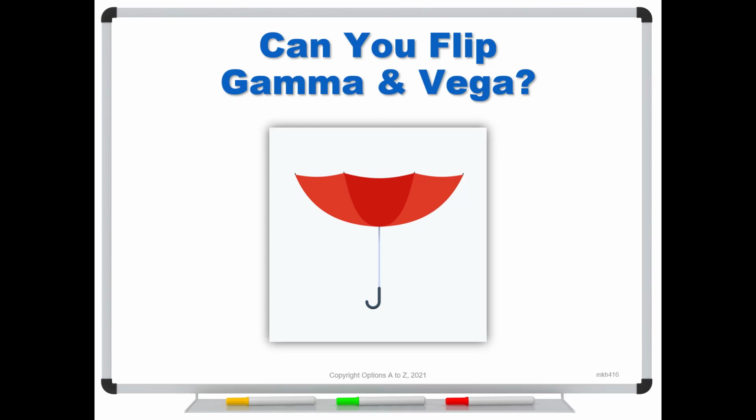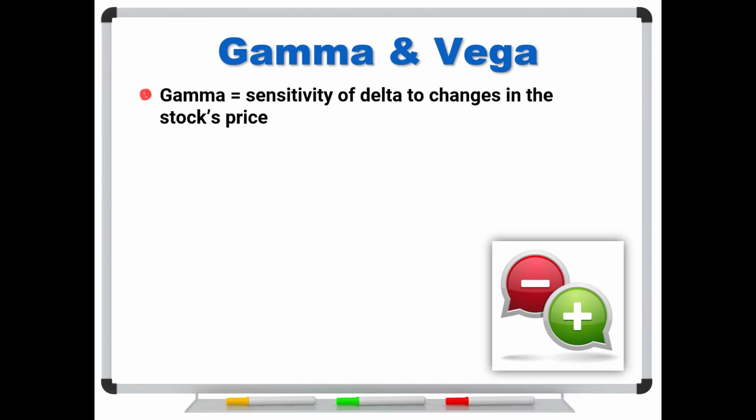So, can you flip Gamma and Vega? And if so, how do you do it? Well, again, just for a little background, remember that Gamma is one of our Greeks, and it shows the sensitivity of our delta to changes in the stock's price. So what it's saying is that if the stock's price rises by $1, what's that going to do for our delta? Is it going to move it from 50 to 52 or from 50 to 60? And in order to find out what that change is, we look at Gamma.